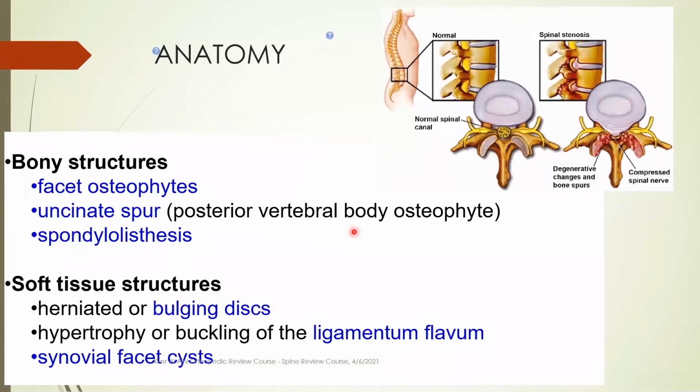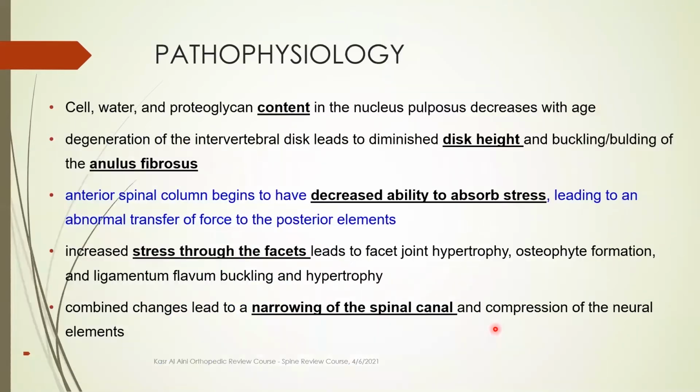These are structures which can compromise the canal and the foramen. Bony structures include facet osteophytes, posterior vertebral body osteophyte, and spondylolisthesis, while soft tissue includes bulging disc, ligamentum flavum, and synovial facet cysts. Pathophysiology of narrowing starts with disc degeneration, with reduction of disc height and loss of the ability of the disc to act as a shock absorber, with transfer of the stress to the facets, leading to facet overload with facet hypertrophy and osteophyte formation, ligamentum flavum buckling and hypertrophy, with subsequent narrowing of the canal and the foramen.